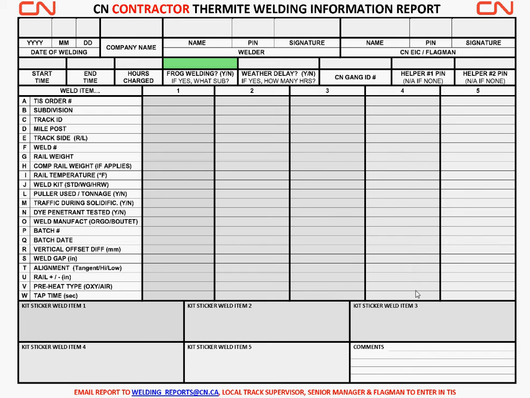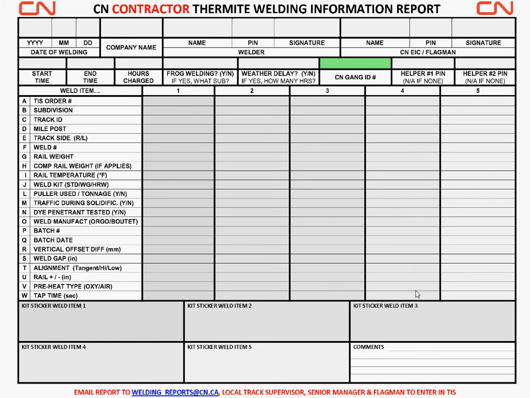The next option is frog welding, yes or no. If you did frog welding, you have to put Y and then put what subdivision you did the frog welding on. The next is weather delay, yes or no. If you do have weather delay, put Y and then how many hours of weather delay.